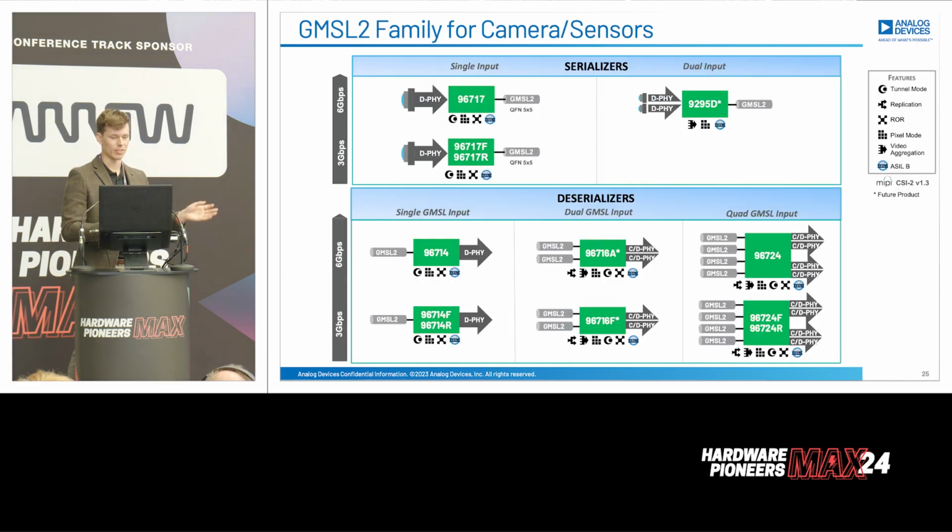And then I've just got a bit of an overview of the family. We offer single, dual, quads products, and again, this is all GMSL2, so it's something that we offer the upgrades and are very similar if you are going to be moving forward with the product.